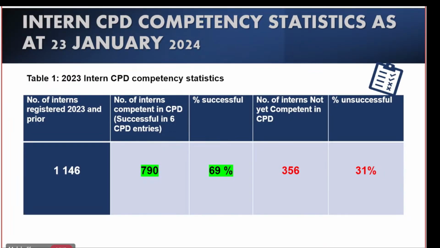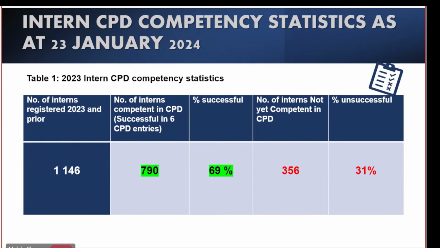This is regarding the statistics. As I said, we'll be looking at the trends so that you have a picture. Look at that big number. This is the 2023 data. It's 1,146 registered interns, 2023, and maybe just a little bit, a year prior to 2023. However, number of interns in CPD successful, 790, which is 69%. Number of interns not yet competent is 356. You don't want to find yourself in the 356, whatever the circumstances, which is 31%.